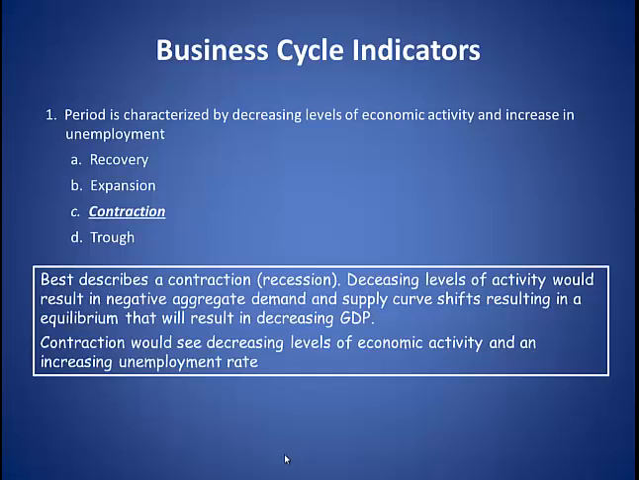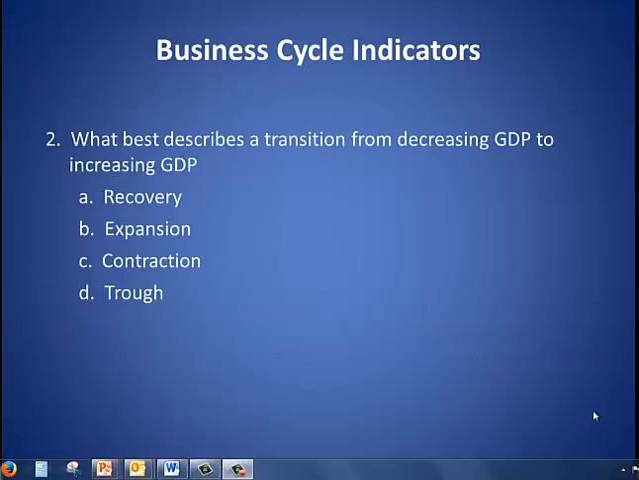Decreasing levels of activity would result in negative aggregate demand and supply curve shifts. In other words, they both shift to the left, resulting in an equilibrium that will result in a decreasing gross domestic product. Contraction would see decreasing levels of economic activity and an increasing unemployment rate. Again, stop the video, perform your analysis, select your answer, and then when you're ready, restart the video.